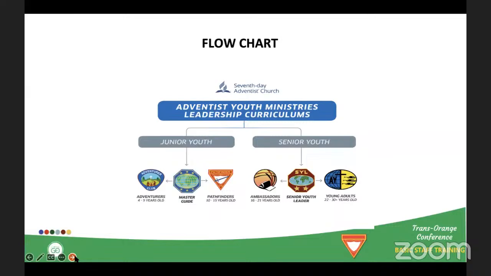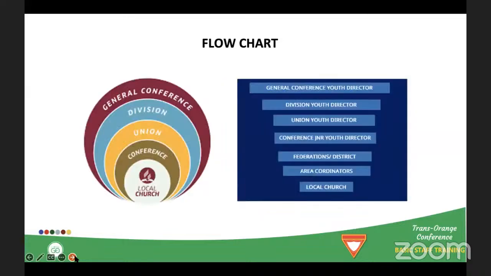which equips young people. And these two are not competing. They are just helping the church in making sure that there is continuity from building a child from adventurer age, from 4 years, a little lamb, until someone is old enough, is a young adult, and is probably a leader as well. Let's move on to the next chart, to the next slide.